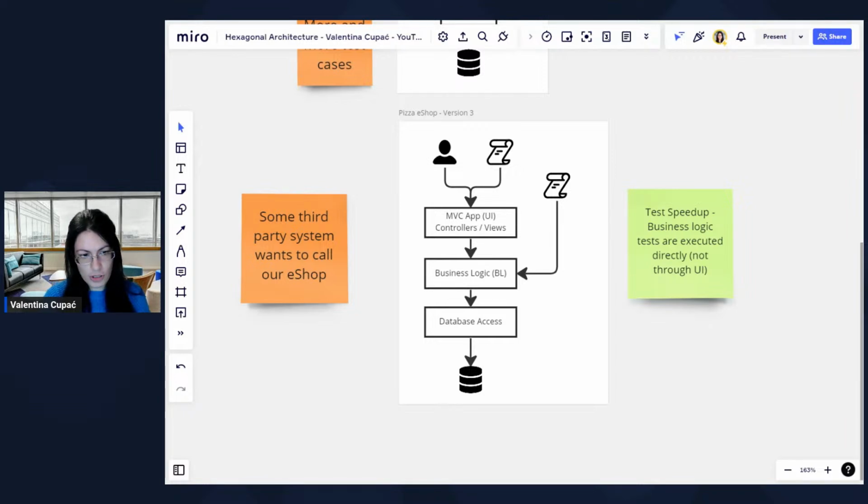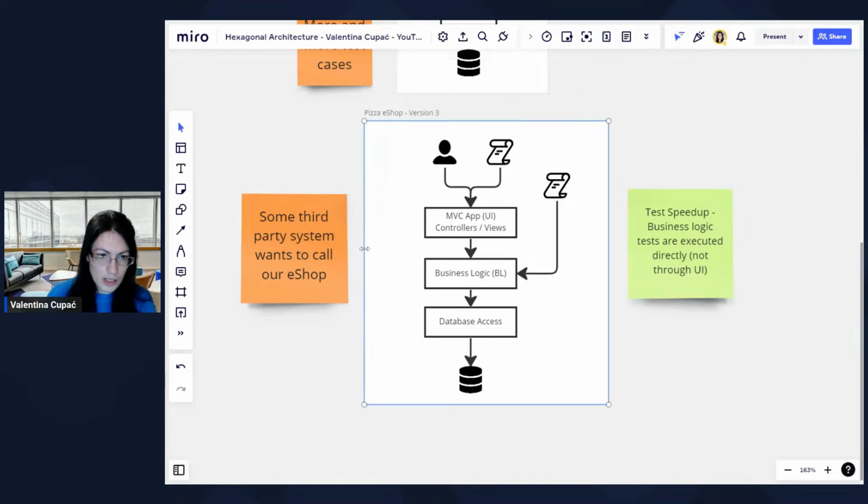So they've reached out to our pizza shop company, and they said, we'd like you to become one of our pizza suppliers. Can we integrate with your system so that when our customers make orders for pizzas, it can go into your system? And here we see the question is how exactly will that be executed?